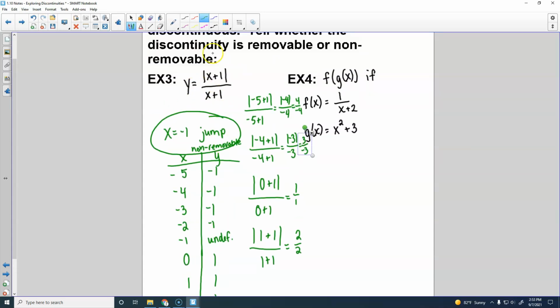Alright, so that type of problem, just look out for it. If you see things that look like they should cancel, but one of them is in absolute value bars and the other is not, that's usually going to cause a jump in the graph.